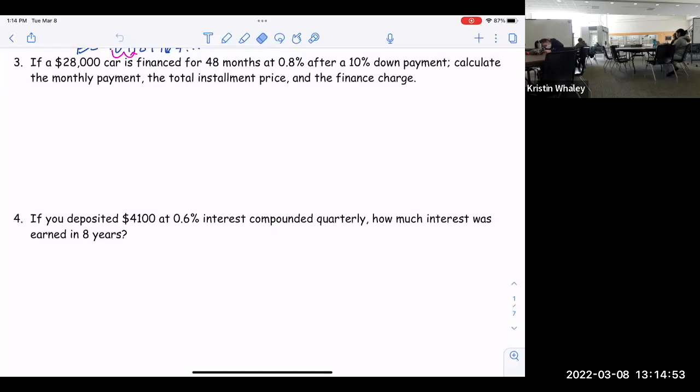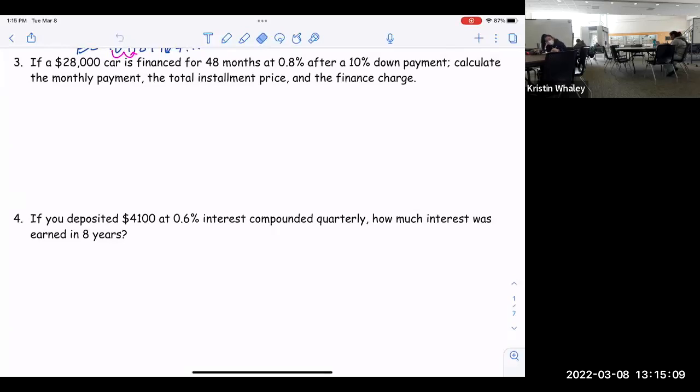So if there's a payment amount, that's typically not going to be just compound interest. And if there's not a payment amount, if there's just some initial amount of money, then we would say it's probably going to be a compound interest problem. So we'll keep that in mind as we look through these.